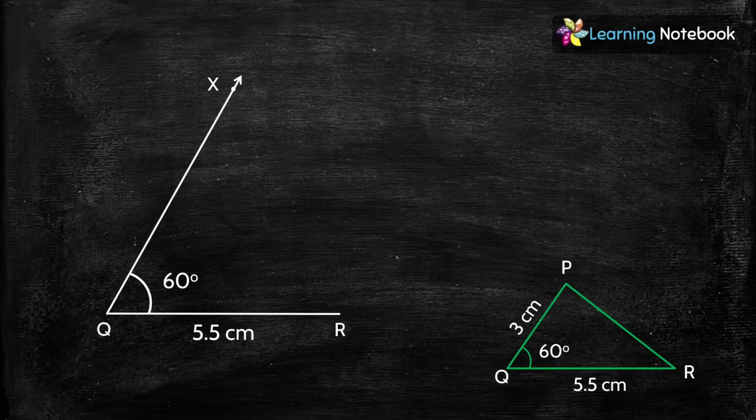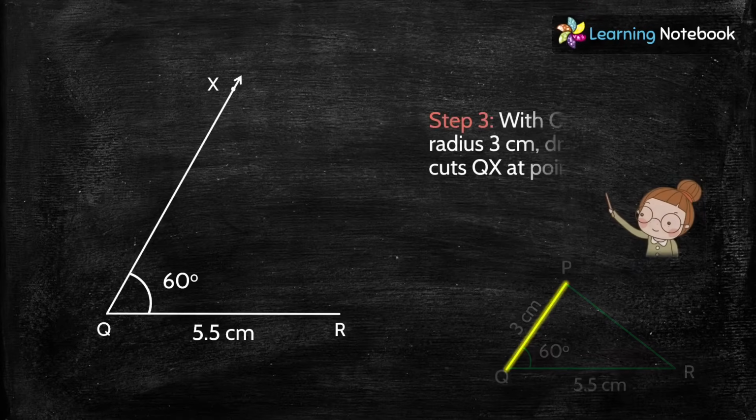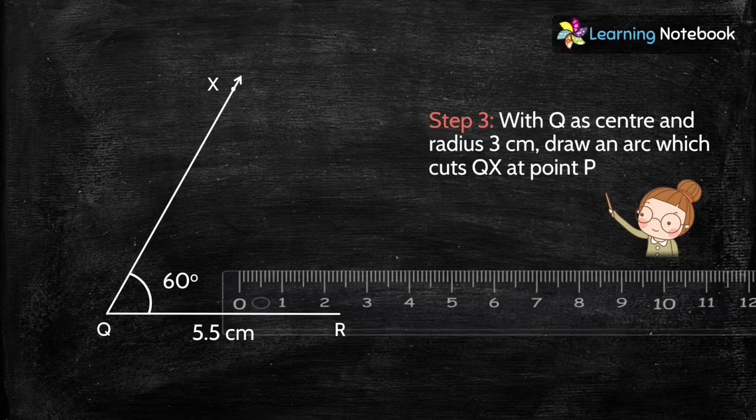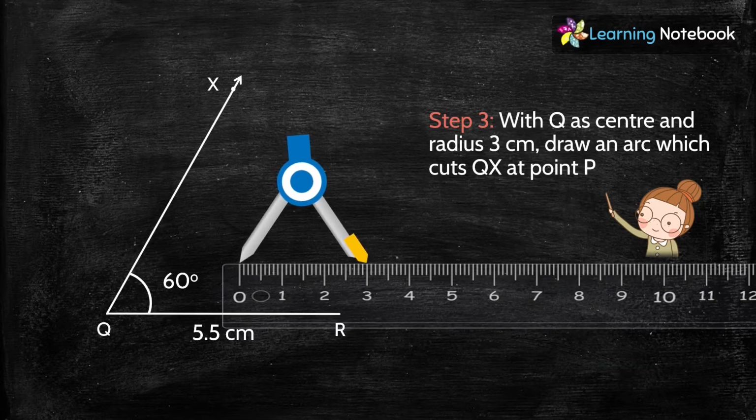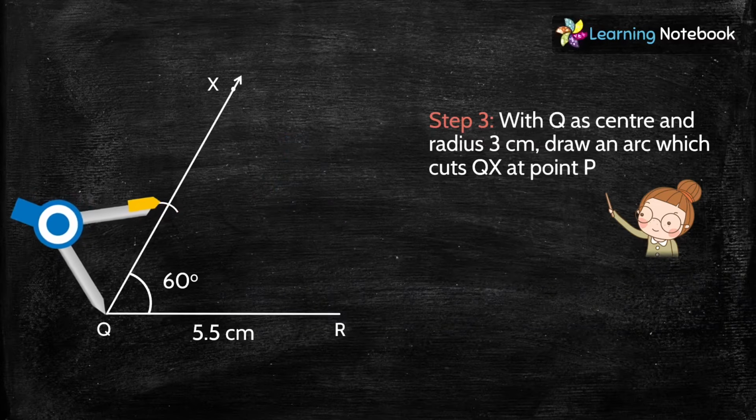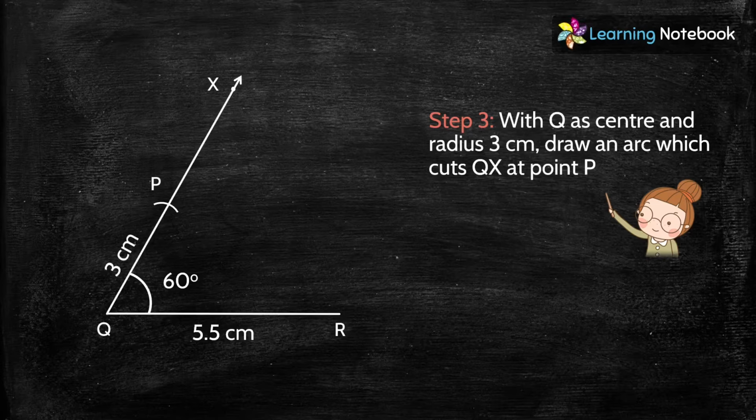Now again take a look at the rough sketch. We have to draw PQ of length 3 centimeter. So in step 3, open the compass to 3 centimeter and with Q as center, draw an arc which cuts QX at point P. Then label the line segment QP equals to 3 centimeter.